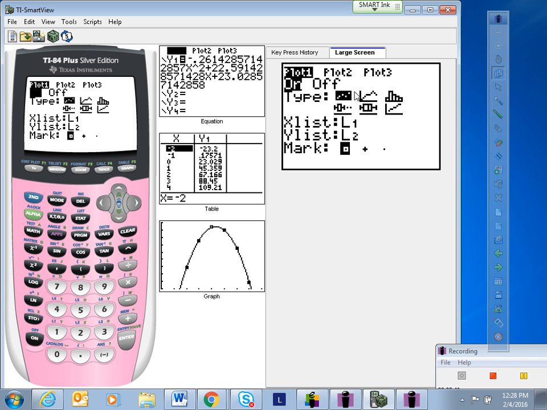Okay? It is saying, hey, I'm going to make a scatter plot. My X's, yes, I put them in list 1, my Y's, I put them in list 2, and I like the square. Okay? Everybody, is this ringing the bell? Everybody okay?